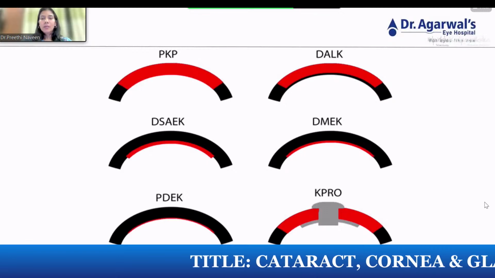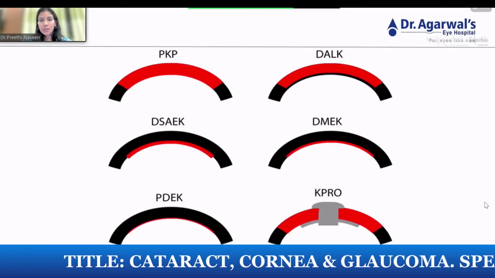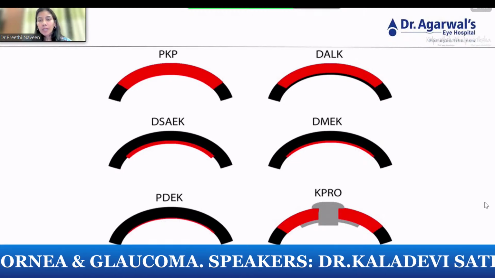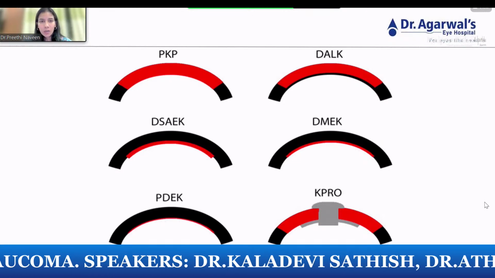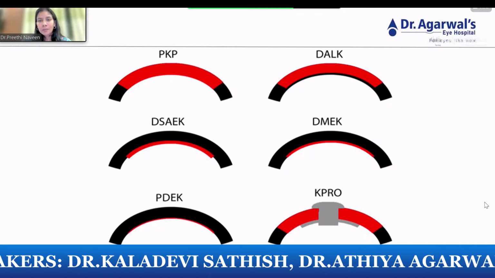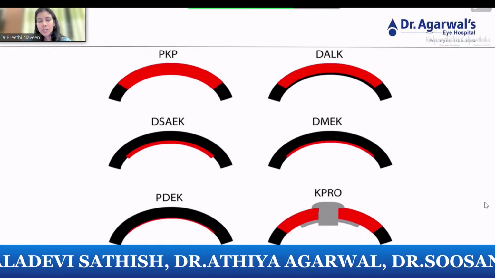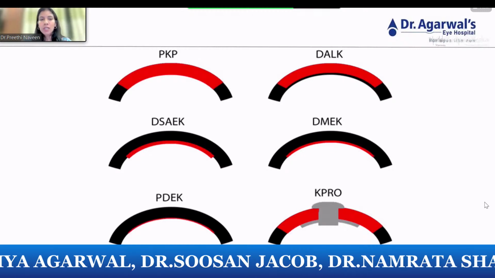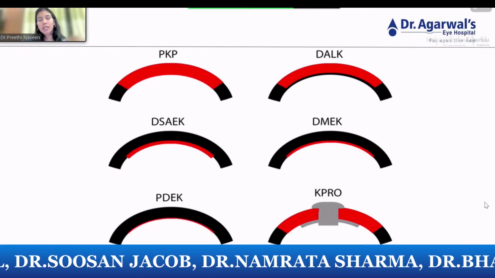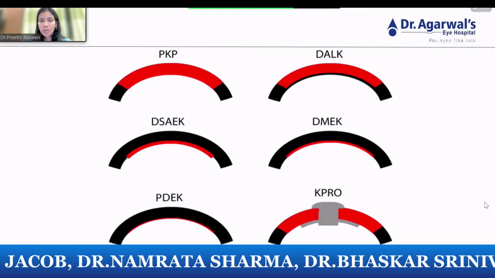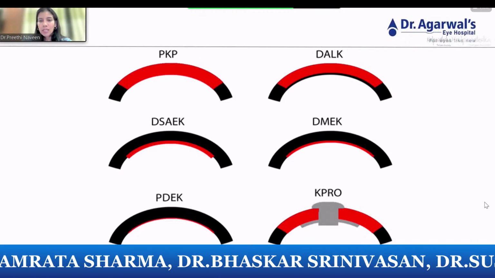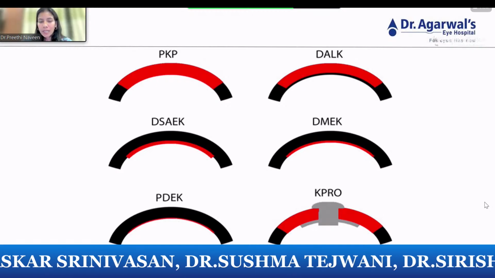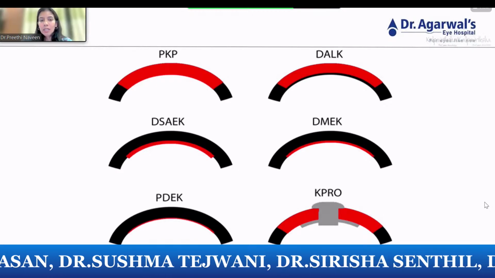So this is just a schematic representation to show you the different types of keratoplasty procedures we have. We have the traditional PKP, which is a full thickness transplant where all the 6 layers of the cornea are transplanted. Then you have the DALK, where only the anterior layers which are affected are transplanted. And you have the endothelial keratoplasties, which are the DSEK, which is Descemet's stripping endothelial keratoplasty. Then you have DMEK, which is Descemet's membrane endothelial keratoplasty. And you have the recent ones, PDEK, which is pre-Descemetic endothelial keratoplasty.